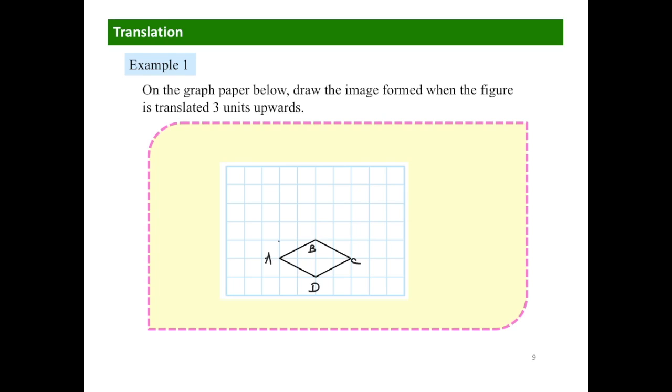So, for A, A1 is here, marked A1. For B, is here, marked B1. For C, is here, marked C1. And D, is here, marked D1. Connect A1, B1, C1 and D1 and that's it.